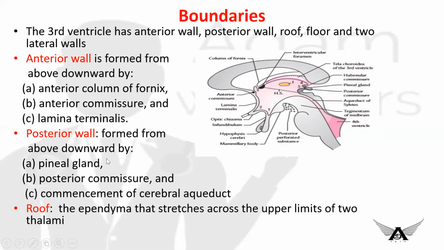Now we will go into the posterior wall. The posterior wall is also formed from above downward by the pineal gland, the posterior commissure, and the commencement of the cerebral aqueduct. That means the cerebral aqueduct starts from the posterior wall of the third ventricle. The commissures are just tracts of fibers. So the anterior wall is formed from above downward by fornix, anterior commissure, and lamina terminalis, and the posterior wall by pineal gland, posterior commissure, and commencement of cerebral aqueduct.